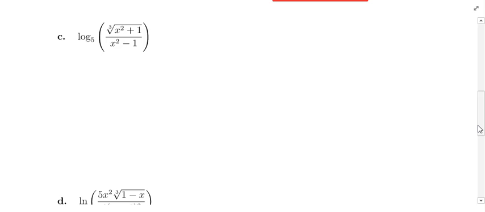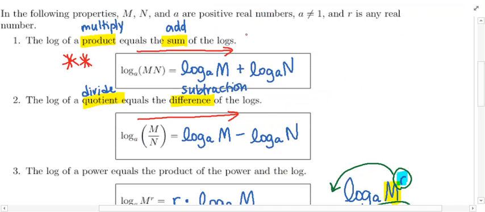Okay, overall, what is going on here? Is this the logarithm of something times something? Is it the logarithm of something divided by something? Or is it the logarithm of something to a power? Okay, yes, there's a ton going on, but overall, it is the logarithm of a fraction. Okay, so we're going to have to use property number 2 here.